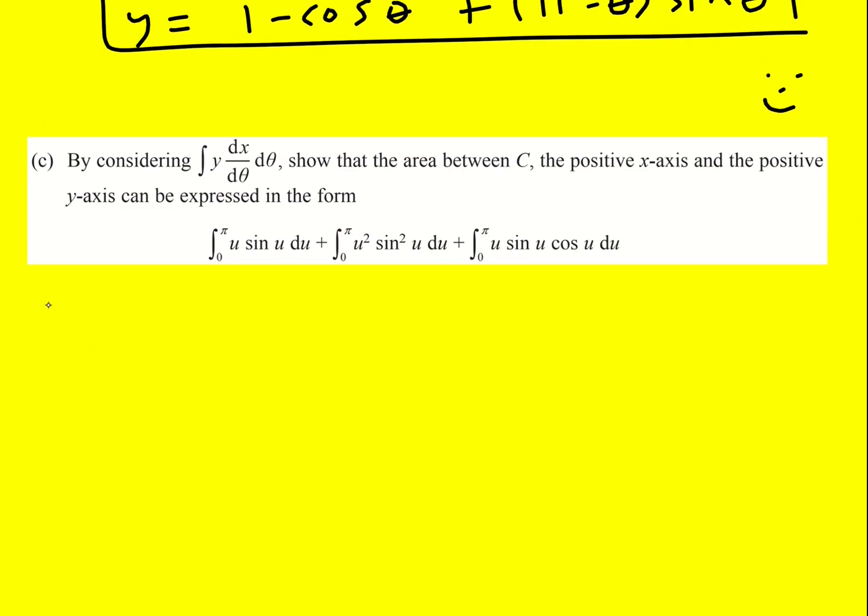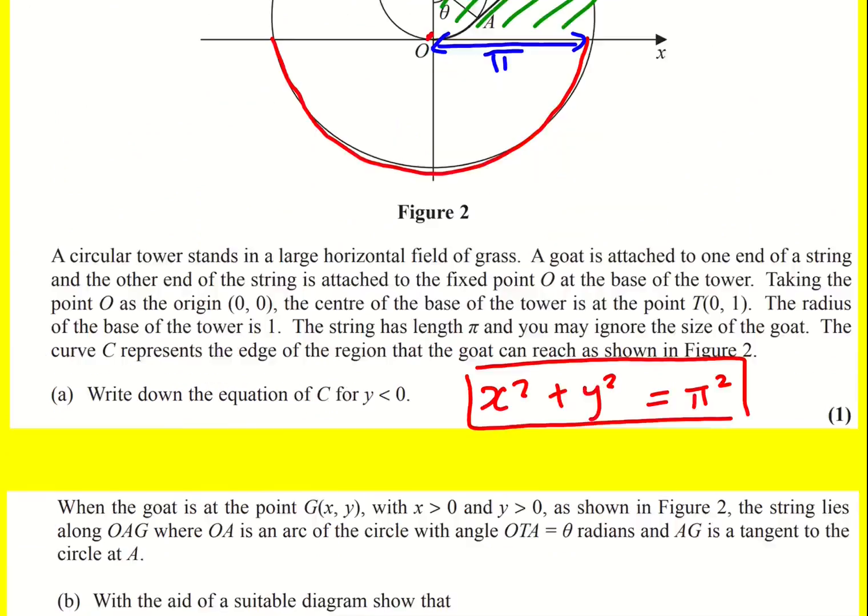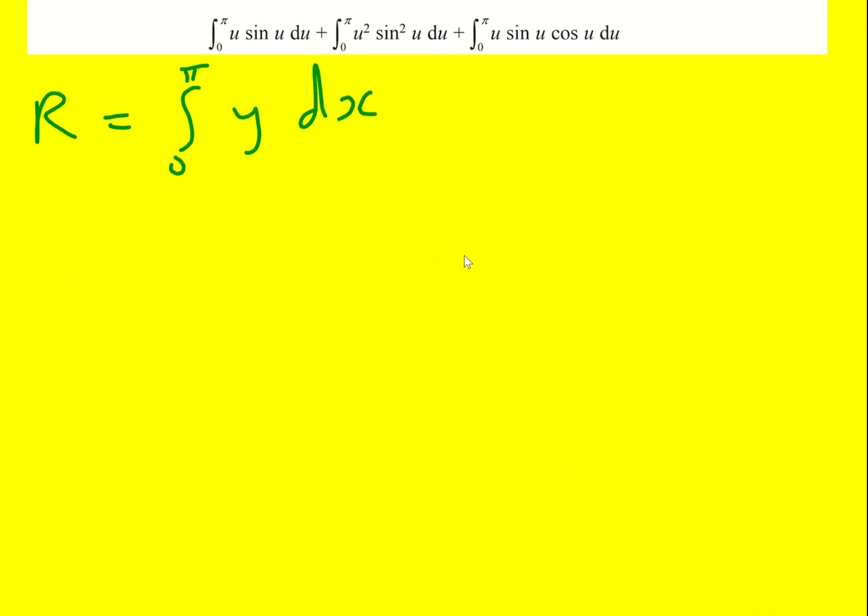So I'll call this R, and it's going to be, first of all, the integral from 0 to pi of y with respect to x. Because remember, the point at which, let me just show you. Yeah, here we go, 0 to pi. But of course, we want to change that to a parametric integration. So it's going to become y dx by d theta, using the chain rule.